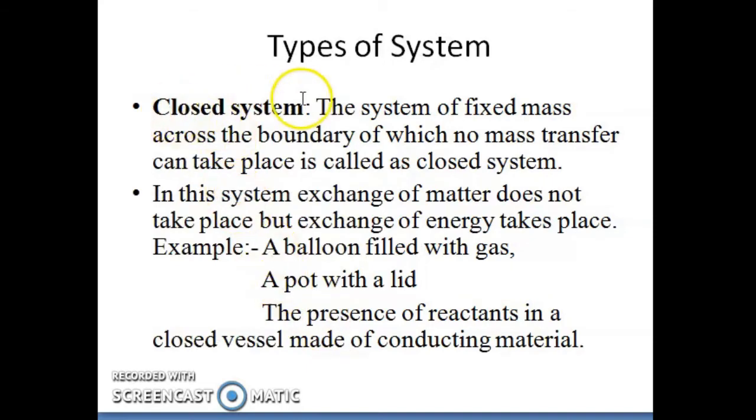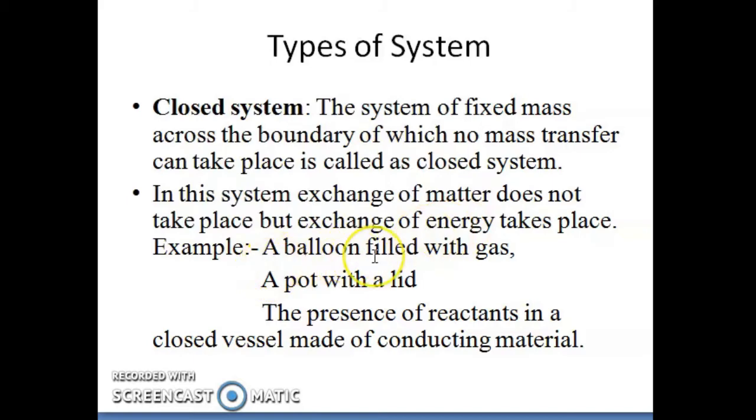The first type is the closed system. How do we differentiate between different types of system, or on what basis are the types of system categorized? The first type is the closed system: a system of fixed mass across the boundary of which there will not be any transfer of mass. In simple terms, in a closed system, exchange of matter does not take place, but exchange of energy does.